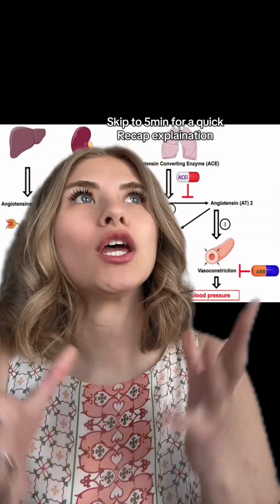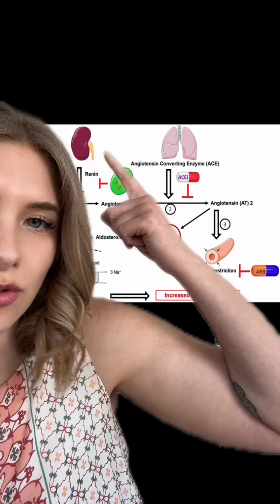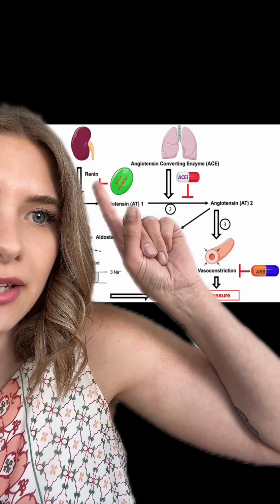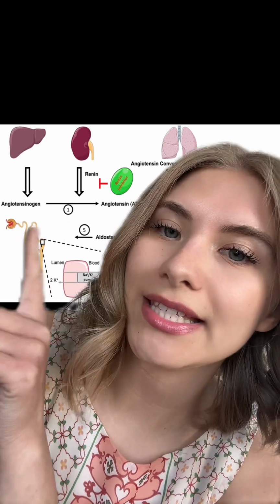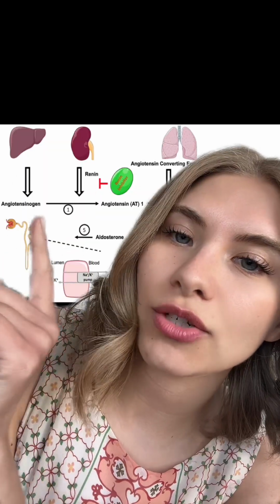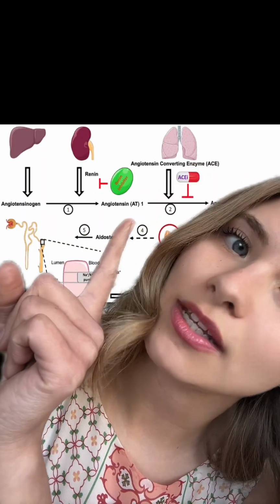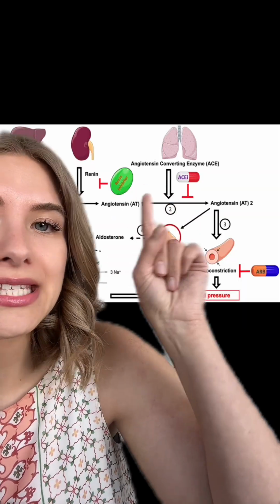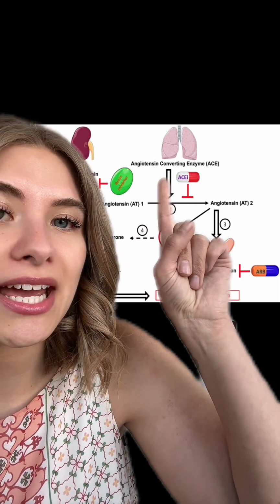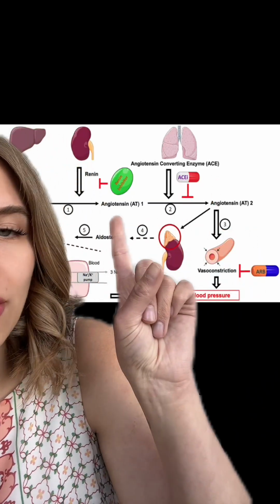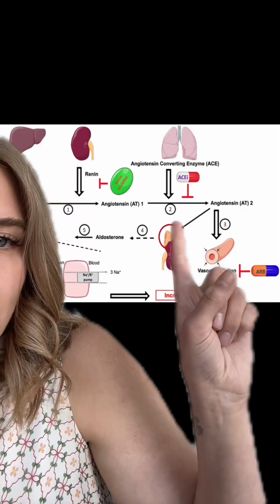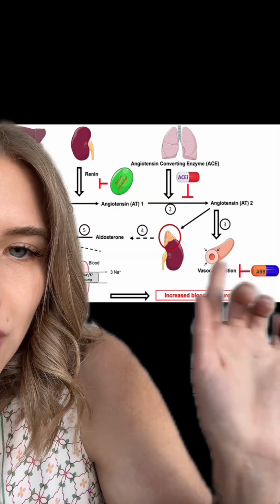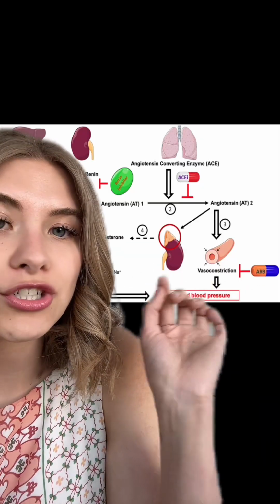So here's what happens. Your body realizes that your blood pressure is low. Your kidney detects low blood pressure and releases renin. Renin then goes to the liver, and the liver has angiotensinogen. So renin and angiotensinogen create angiotensin 1. Our lungs create ACE, which is angiotensin converting enzyme. So that converts angiotensin 1 into angiotensin 2. That then goes to the capillary and vasoconstriction area, making your blood pressure rise.